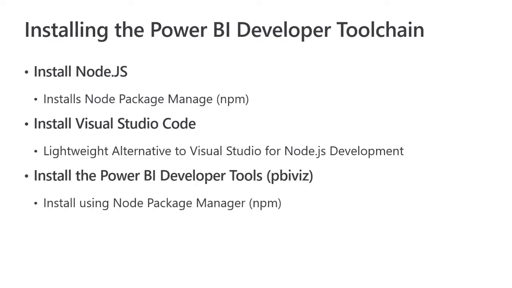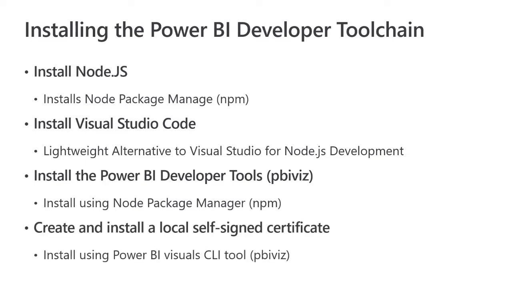Now we also have to install a Node.js package for the Power BI developer tools, and that gives you a command line utility called PBIVIZ. So you'll be calling things like PBIVIZ start and PBIVIZ package. It's a command line utility that gets installed when you install the tools. And then before we get going, we're also going to have to install a local self-signed certificate so that we can run our project in Visual Studio Code, set up a local web server and debugger, and then be able to test my code right in the Power BI service with a developer visual.